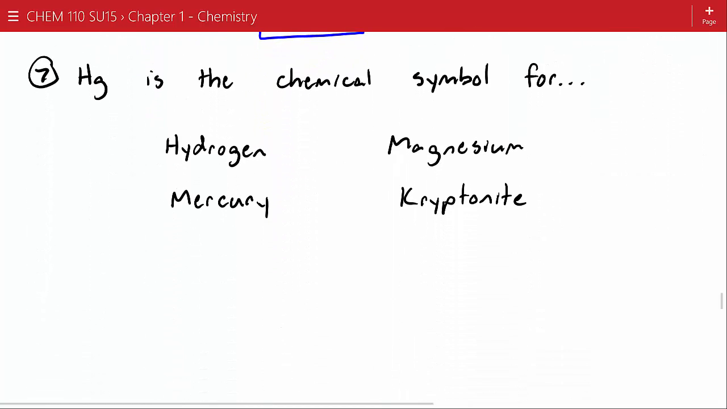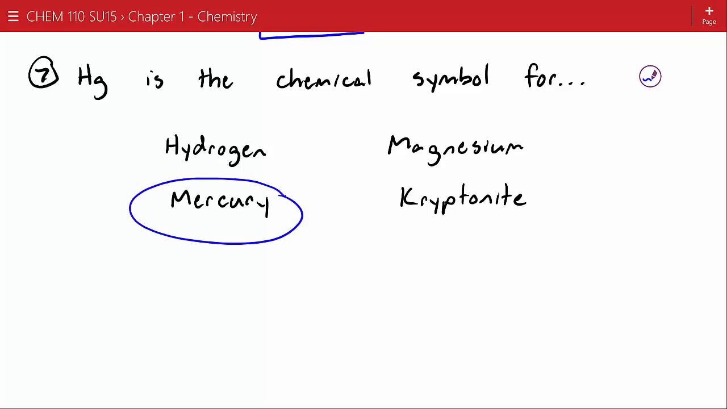That goes along with number 7. Hg is a chemical symbol for what? Yeah, mercury. So in this case, it's one of those chemical symbols that doesn't make a whole lot of sense in terms of English language, but hydrogen is H. Magnesium is Mg. And kryptonite is what is bad for Superman. So that doesn't make much sense. So mercury is going to be Hg for this example.